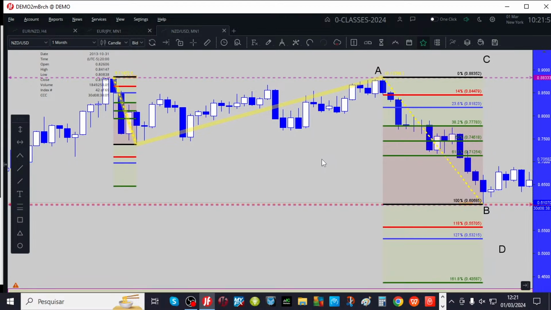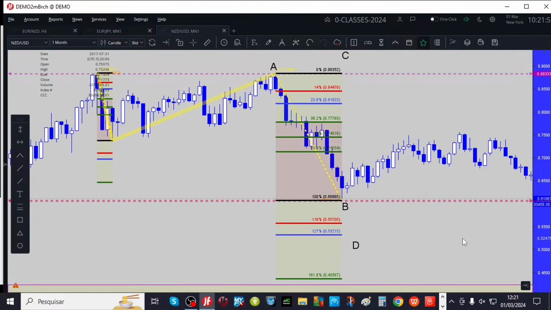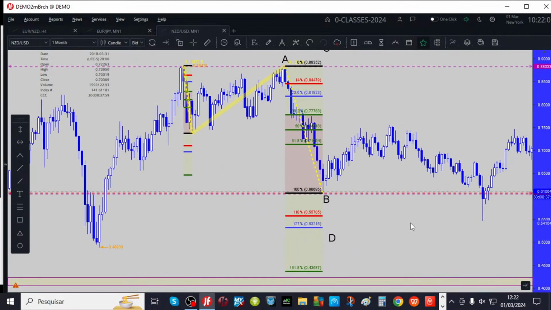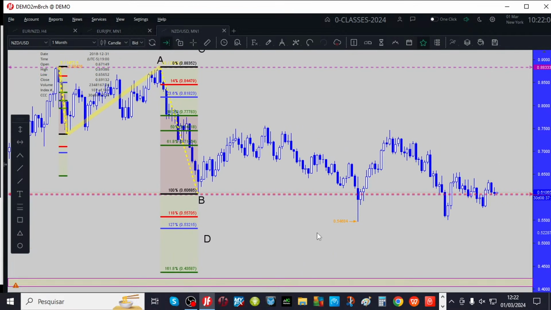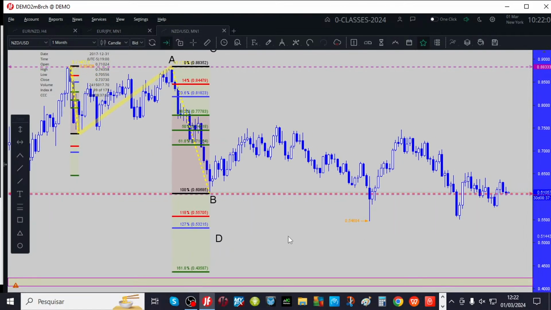Alright, so we are moving. We are charting, right? So this is the new sequence. We can zoom out and look at the NZD USD monthly chart. Right, everybody?